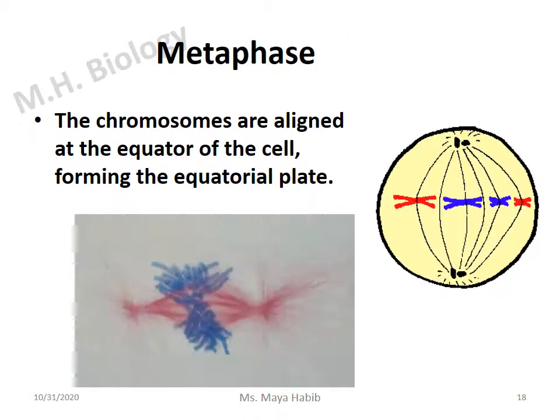During metaphase, the chromosomes are aligned at the equator of the cell, forming the equatorial plate. It represents the period of time during which all of the chromosomes are fully condensed, attached to the mitotic spindle from both sides, and aligned at the center of the cell, as you can see in this figure.